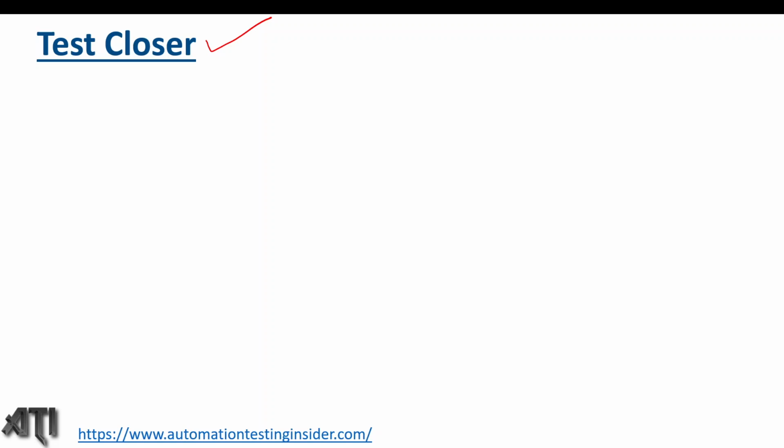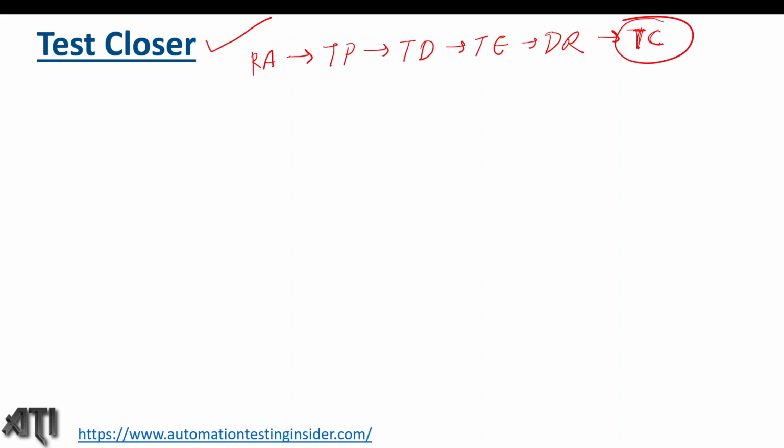Today I'm going to talk about the end phase of the testing lifecycle, which is test closure. Earlier we have spoken about different phases of the testing lifecycle, starting from requirement analysis, then test planning, test design, test execution, defect reporting, and at last test closure. So once the testing phase is done, we go for test closure activities, which is the end phase of the testing life cycle, which we are going to discuss today.